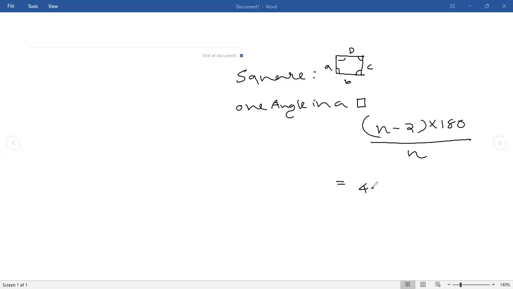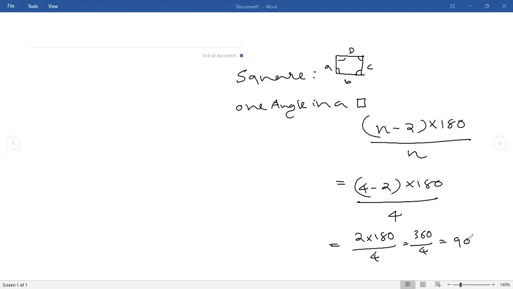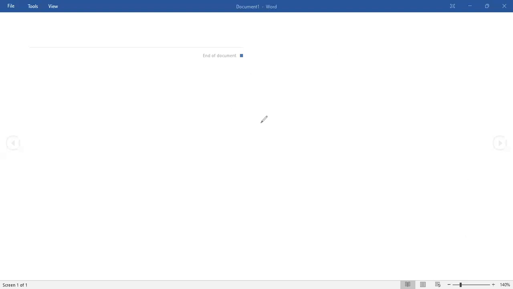N is 4. 4 minus 2 into 180 divided by 4. So 4 minus 2 is 2, 2 into 180 is 360, and 360 divided by 4 is equal to 90 degrees. Clear? Yes, sir. So who told 120? Sujit Singh, sir. Okay, so you got the answer now? Yes, sir. Now the thing is clear, right?